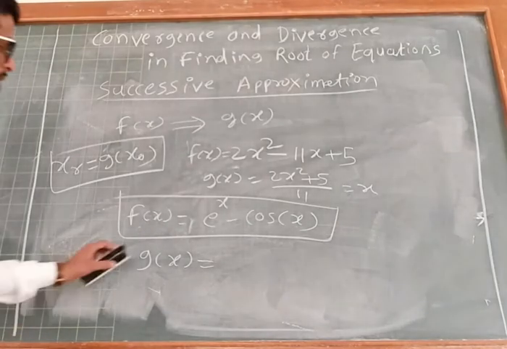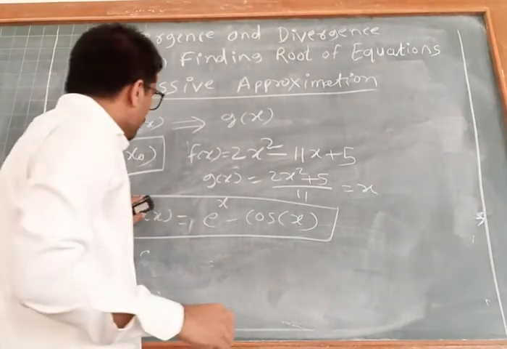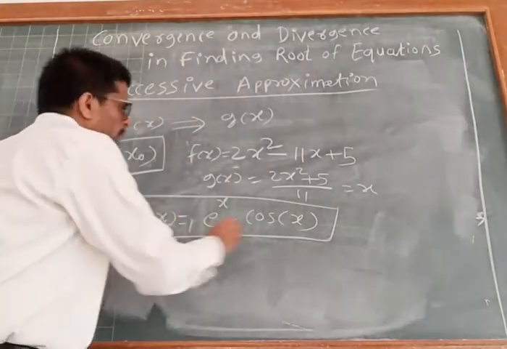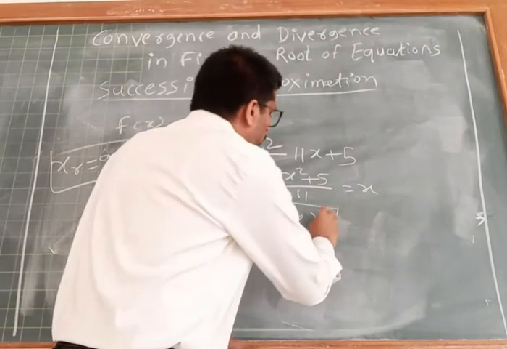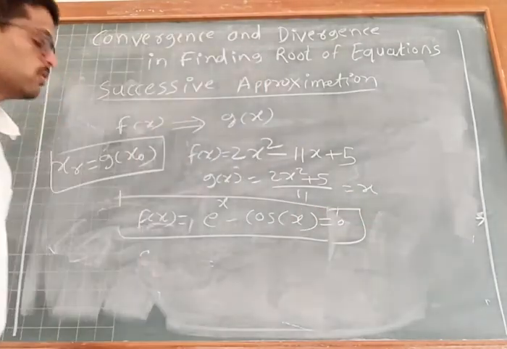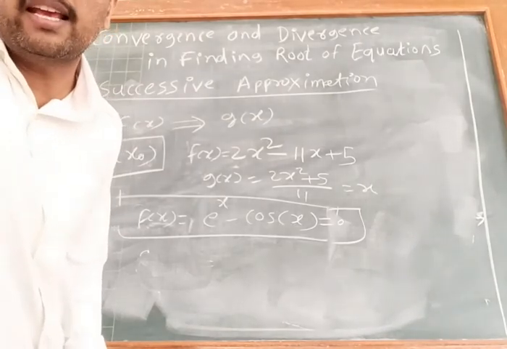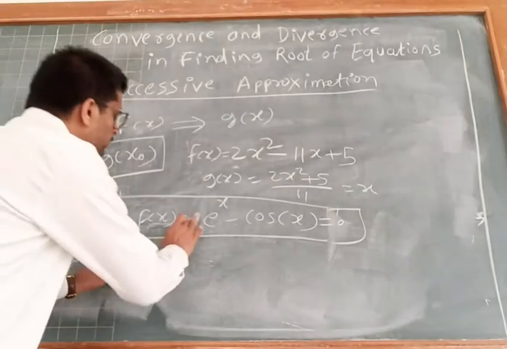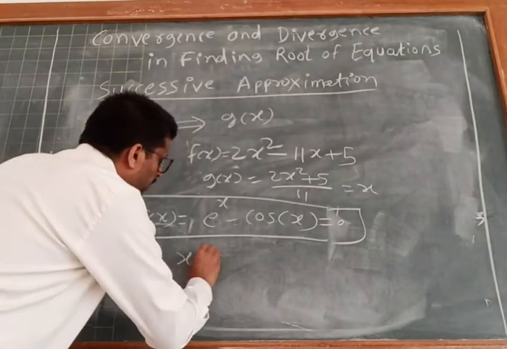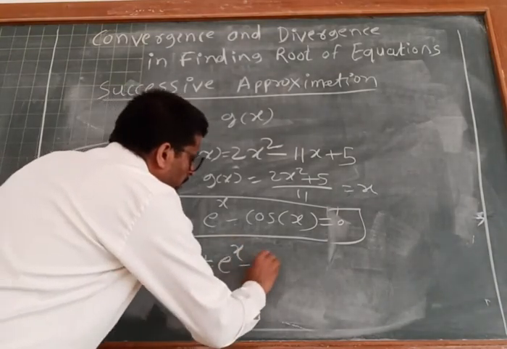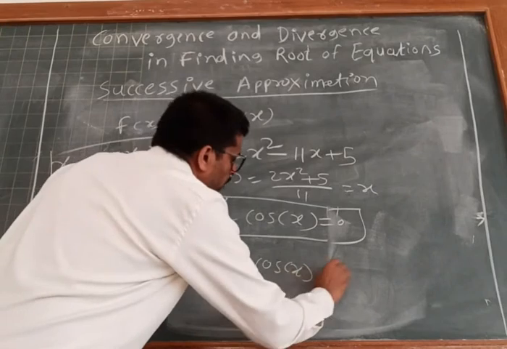So what you have to do? Just add x on both sides. What is this equation? f of x is equal to this total is equal to 0. This is the equation. So what you have to do? Simply just add x on both sides. So here this equation will be x plus e raised to x minus cos of x is equal to x.